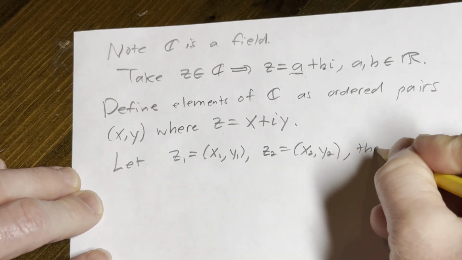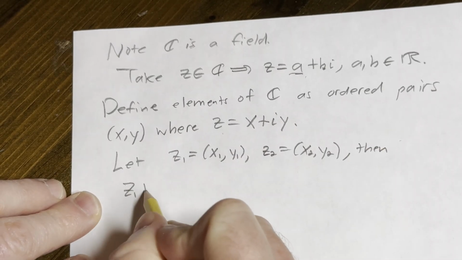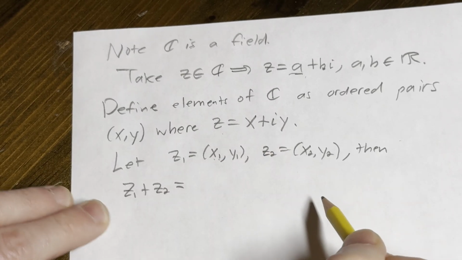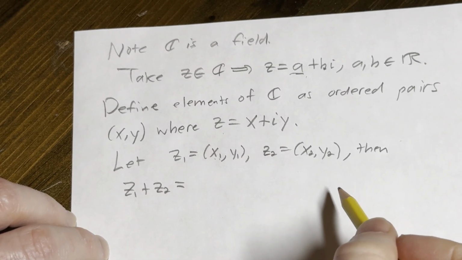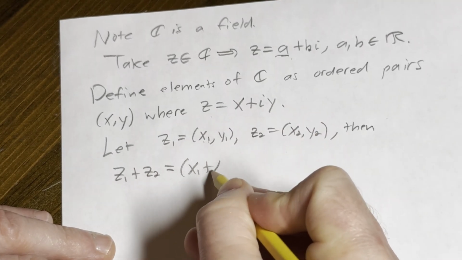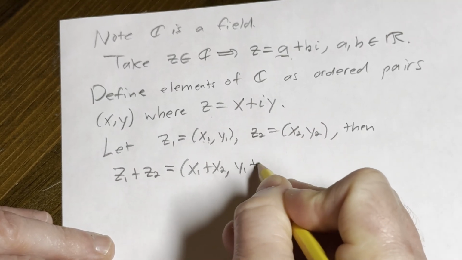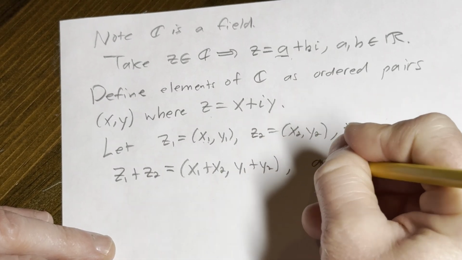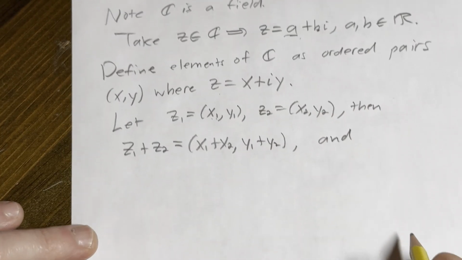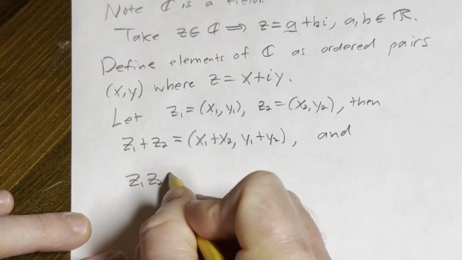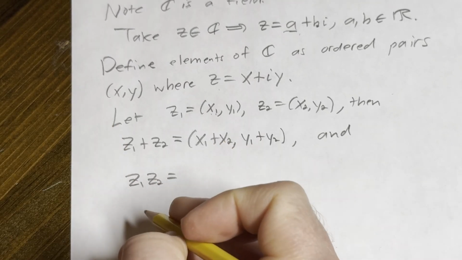Then, when we look at the sum, z sub 1 plus z sub 2, what happens is we basically just add the components. So addition is done as one would expect: parentheses x sub 1 plus x sub 2, and then y sub 1 plus y sub 2. Beautiful stuff. And now the multiplication is what's going to blow your mind, right? This is where you're going to say, okay, head explosion. So I will justify this after I write it.